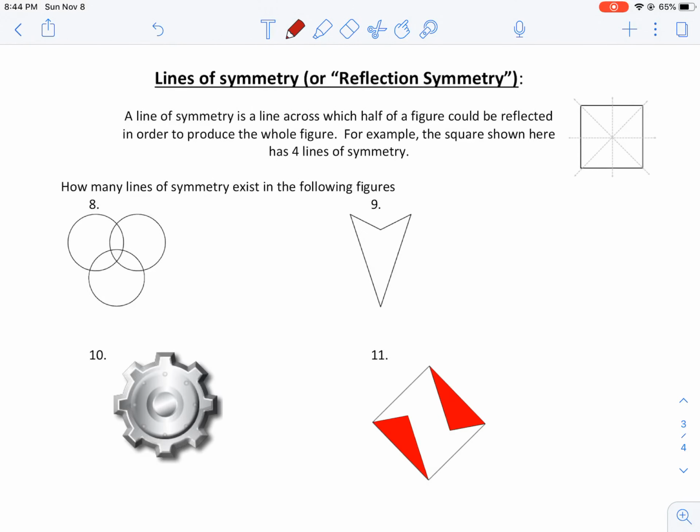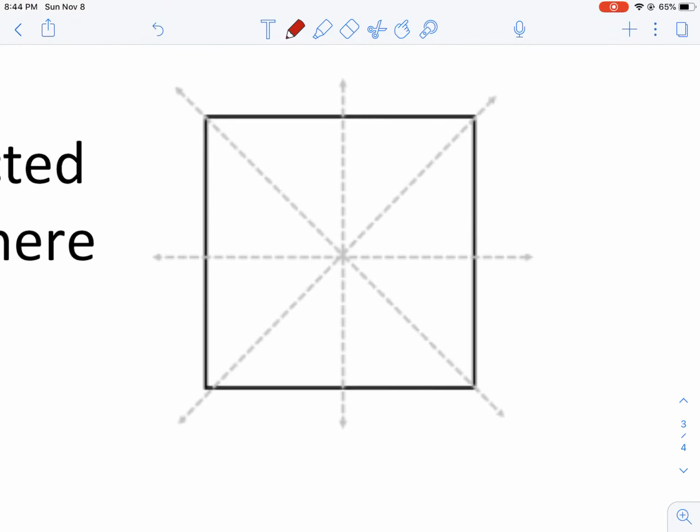Last thing that we're going to talk about. So in this unit, we also kind of talk about symmetry. The way that it's connected is because it's kind of done with transformations. Shapes have what we call lines of symmetry. All right. And in order to have a line of symmetry, it means that if you reflected over that line, the shape wouldn't change. So these are all the lines of symmetry for a square.